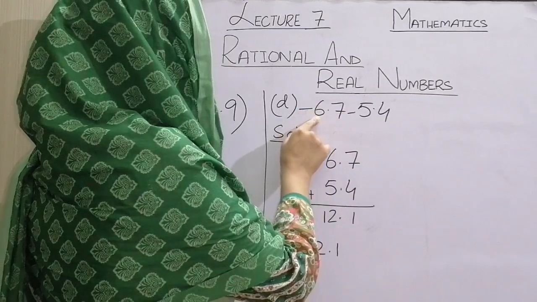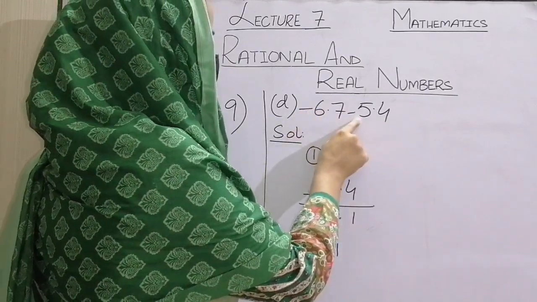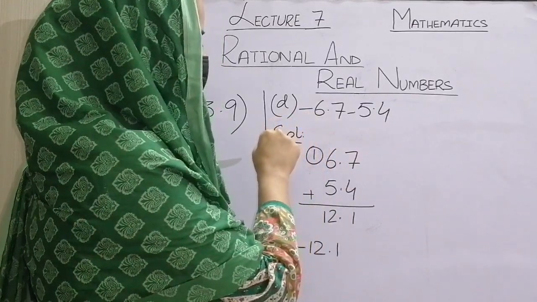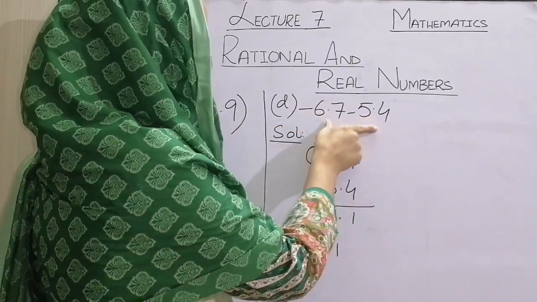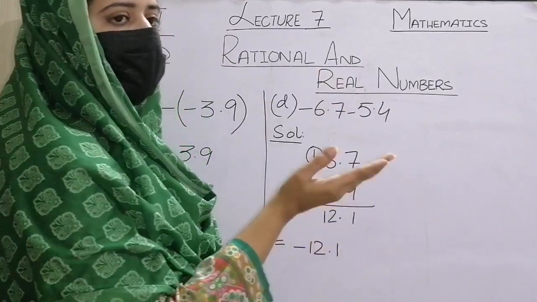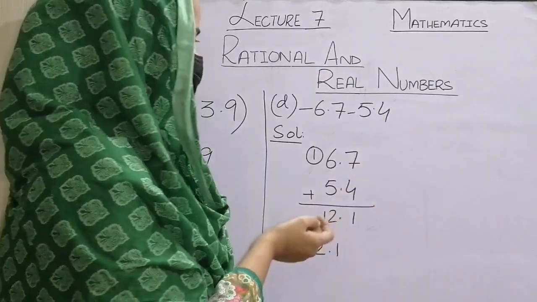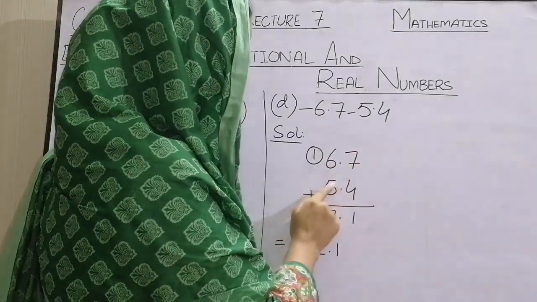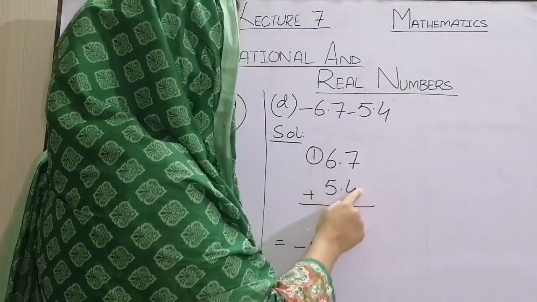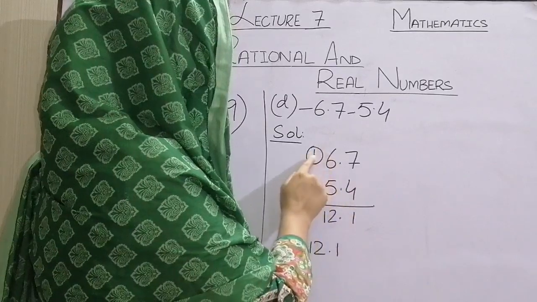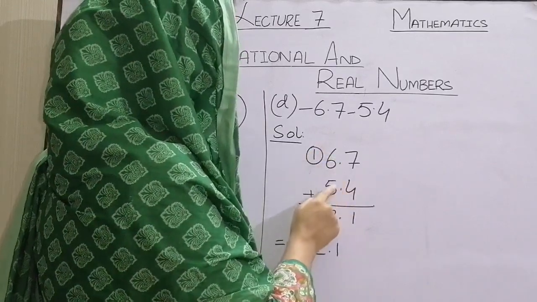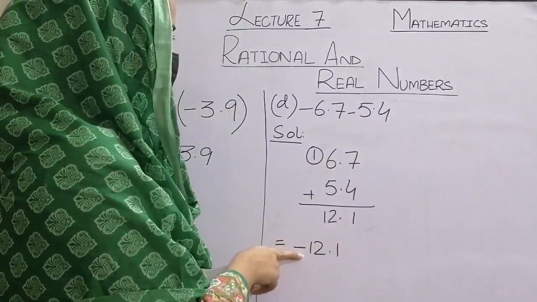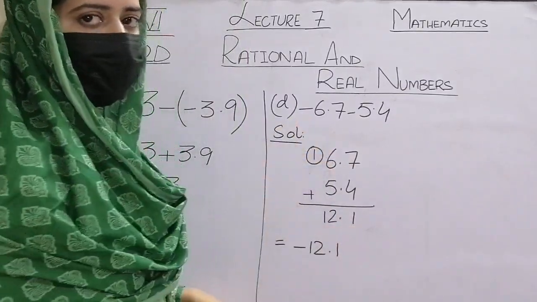Part D is minus 6.7 minus 5.4. Both of these have same symbols with them, so we have to add these up and write down the sign of the bigger term with the answer. 6.7, decimal under decimal, 5.4. 7 plus 4 is 11, 1 and 1 carry. 6 plus 5 is 11, plus 1, 12. We write minus with the answer because the bigger number has minus with it.